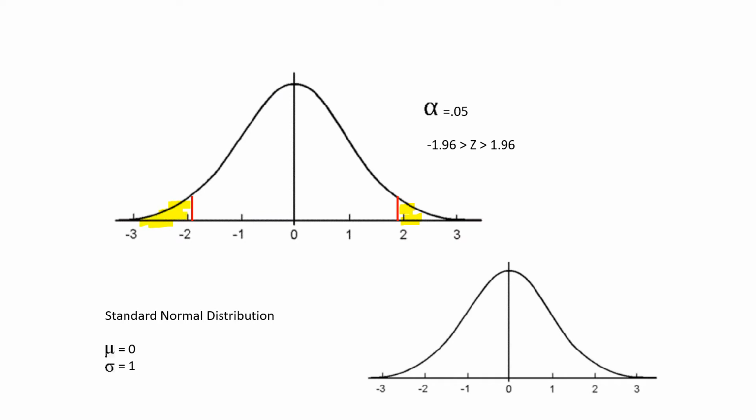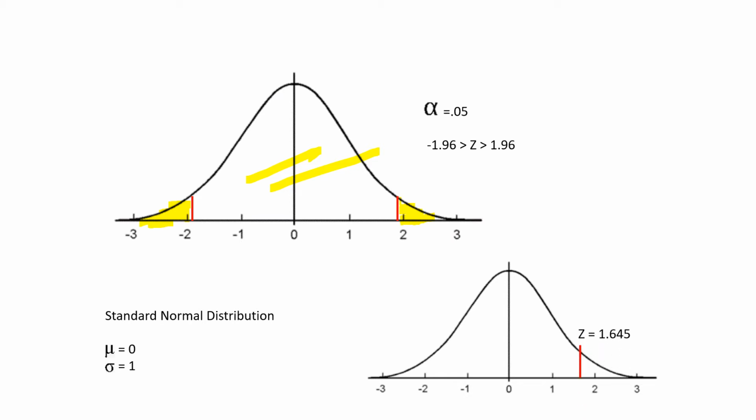Only if either of these two conditions is satisfied can we reject the null hypothesis. If the value of Z that we obtain through the calculation falls over here, then we accept the null hypothesis.